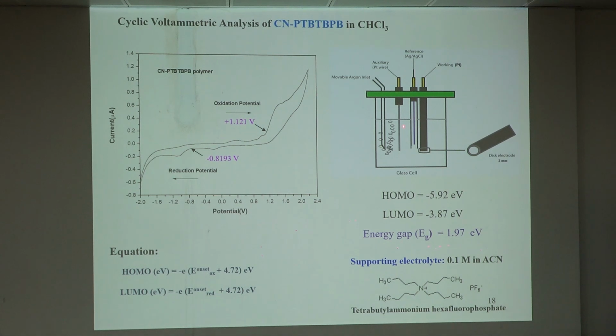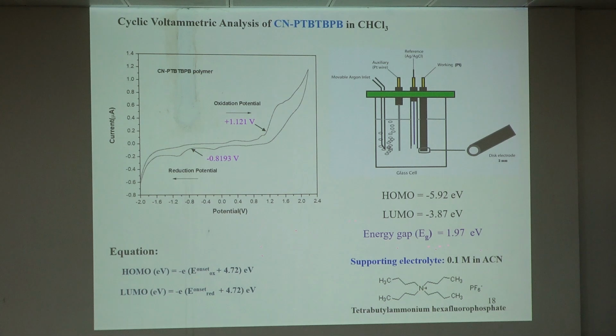From the cyclic voltammogram we can calculate the HOMO-LUMO values. We have a formula for HOMO: E onset plus 4.72 electron volt. Substituting the value, you can calculate your HOMO-LUMO positions. From the HOMO-LUMO we can calculate the band gap. You can see here 1.97 electron volt, and your absorbance gives 1.98, almost the same value.